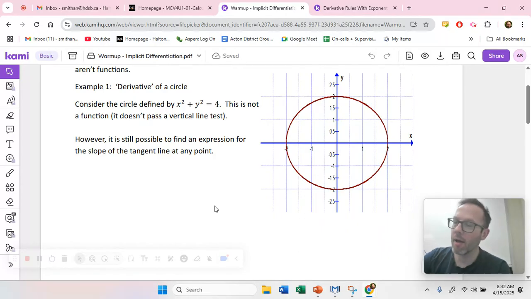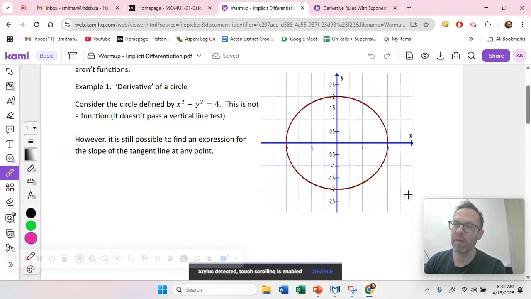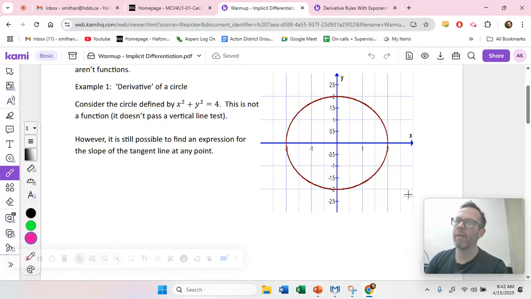So the idea is starting with the equation of our circle. This circle has a radius of 2, center at 0, 0. So its equation is x squared plus y squared equals 4. That's from your grade 10 math course. But we're going to start by differentiating both sides. Differentiate both sides.